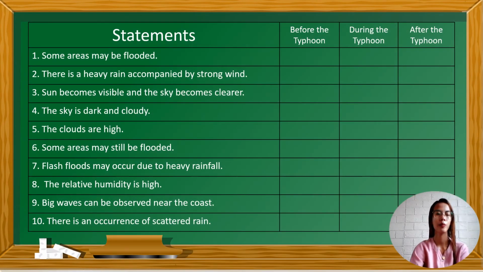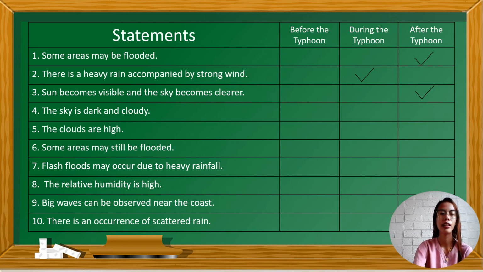Okay, number 1. Some areas may be flooded. So this condition happens before, during, or after the typhoon. Okay, so the correct answer is after the typhoon. Next, number 2, there is a heavy rain accompanied by a strong wind. So that is during the typhoon. Number 3, sun becomes visible and the sky becomes clearer. That is after the typhoon. Number 4, the sky is dark and cloudy. So that happens before the typhoon.